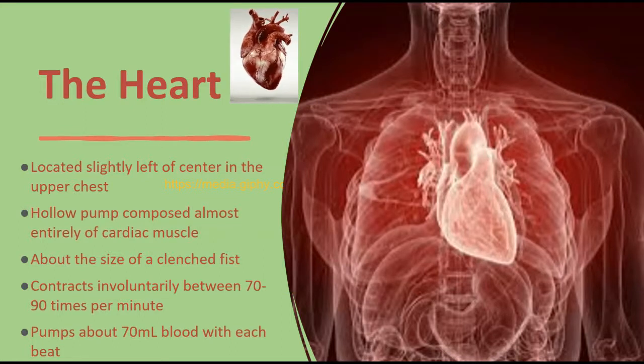It contracts involuntarily, which means that you don't have to think about it, between 70 and 90 times per minute, depending on the individual, and that can go up or down based on the need. So obviously, if an organism is exercising or exerting itself, the heart needs to pump more blood through, and therefore it'll pump more times per minute. It pumps around 70 milliliters of blood with each and every single beat.